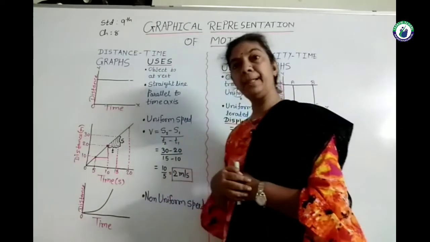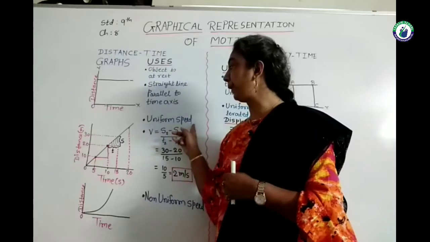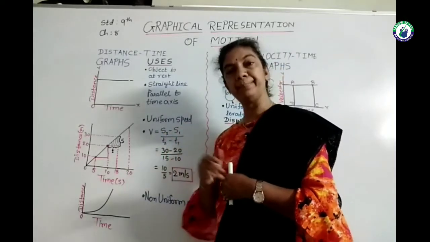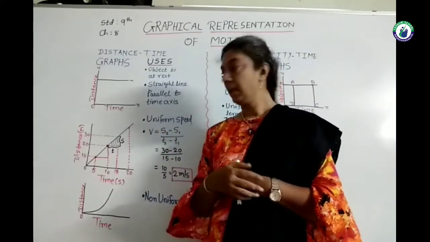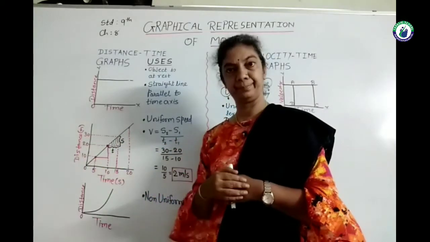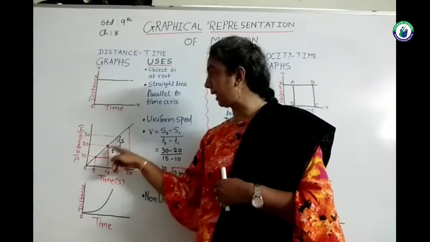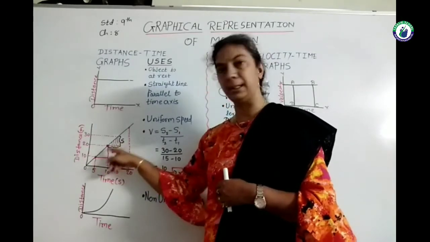How can we explain this? So we have the formula for speed, that is distance upon time. Here distance is represented by this line and time is represented by this line. I am talking about these triangles.